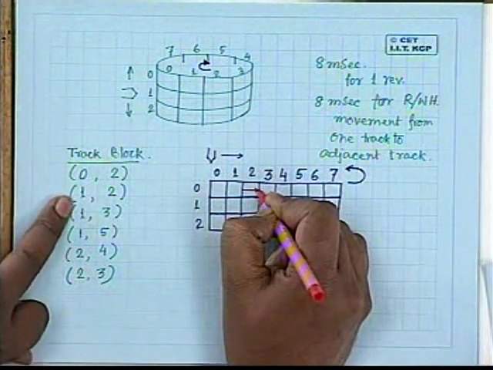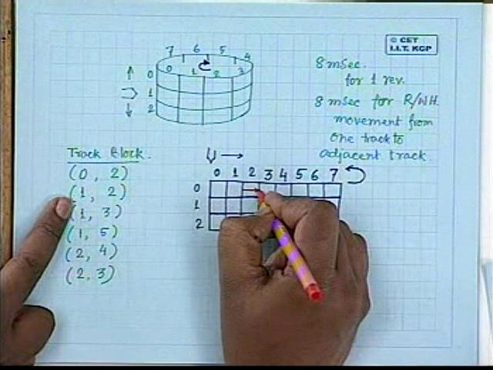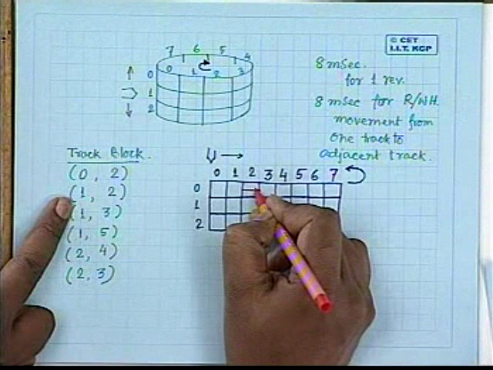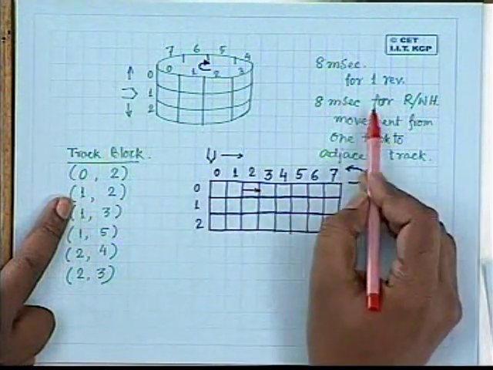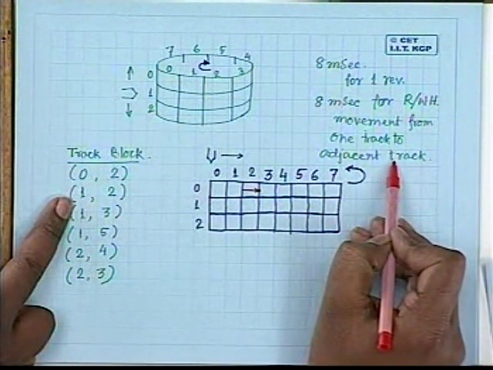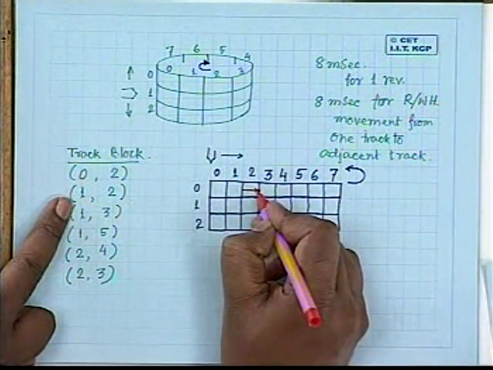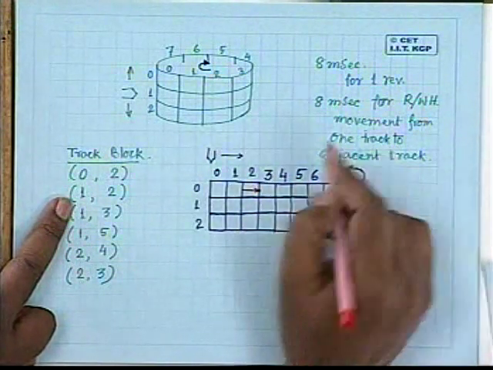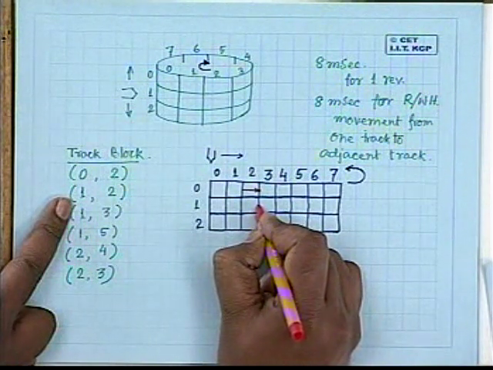The next access has to be on track number 1. So at this point, I initiate moving the read-write head from track number 0 to track number 1. And I know that to move the read-write head from one track to the adjacent track, it takes 8 milliseconds. The disk also takes 8 milliseconds for one complete revolution. That means at the end of 8 milliseconds, the position of the read-write head will be here.